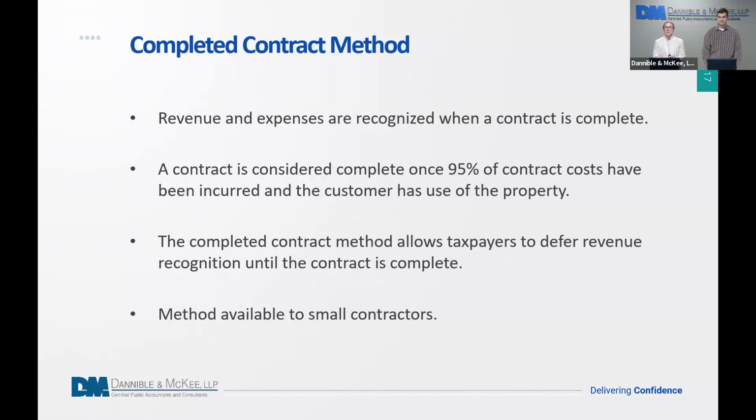Another method of accounting that we have is the completed contract method. Under this method, revenue and expenses are recognized when a contract is considered complete. The contract is considered complete once 95% or more of the contract costs have been incurred and the property is in the hands of the customer. They have use of the property. This method allows taxpayers to defer revenue recognition until the contract is complete, and it is available to small contractors.